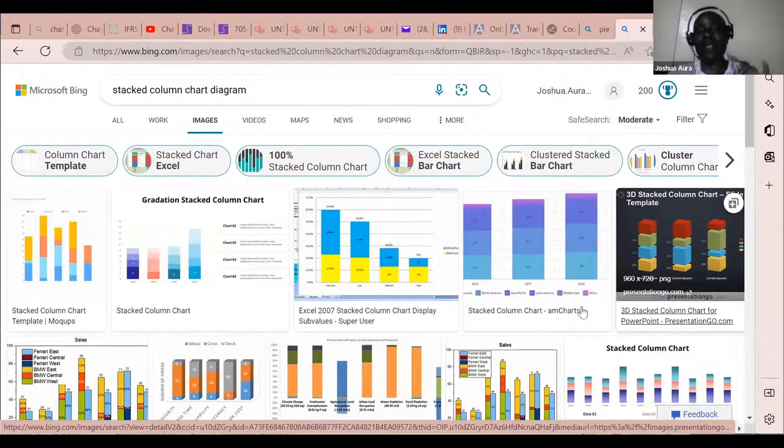But for now, what I want you to understand is that, ladies and gentlemen, when we talk of composition, we shall be looking at pie charts to show the various components. We shall be looking at the stacked chart, where you have one column subdivided, showing Coca-Cola, Fanta, etc. Then we have what we call relationships.